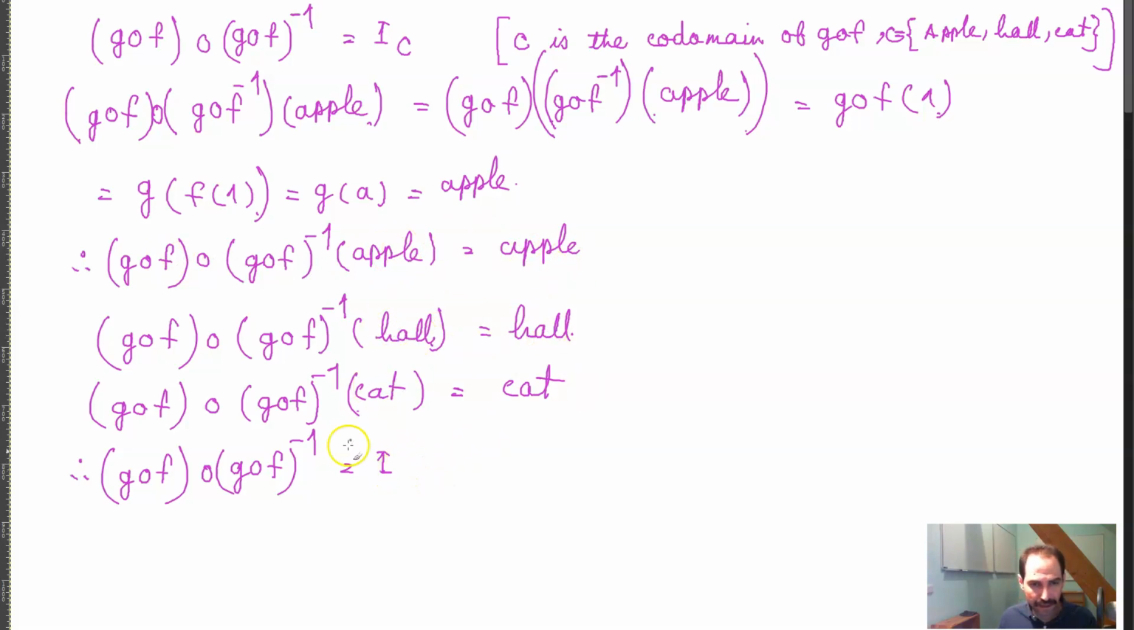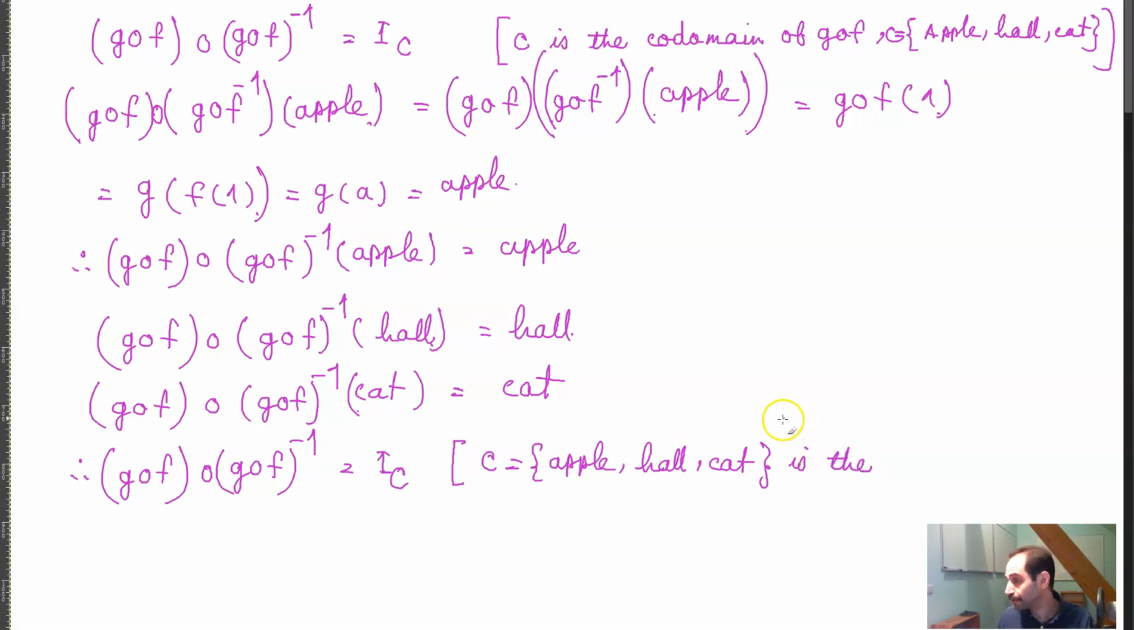Now this set that contains these elements is basically C, right? And to give you some explanation, C is equal to apple, ball, and cat, which is the codomain of GOF.